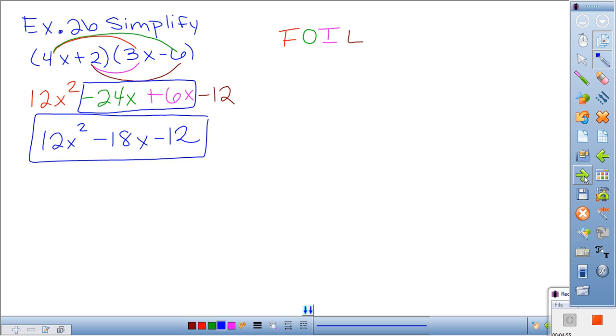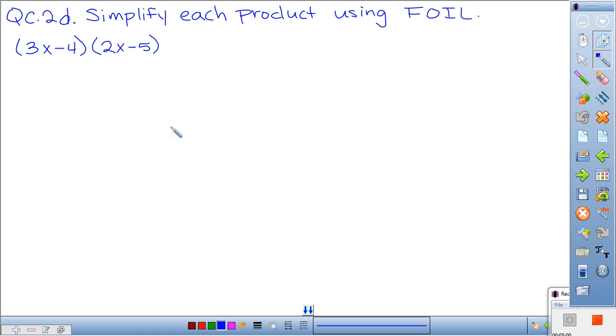Great. Let's try a quick check on your own. We're going to do quick check 2D. I want you to simplify each product using FOIL. It's the same thing we just did. We're going to be using FOIL again. First, and then the outer, the inner, and the last.